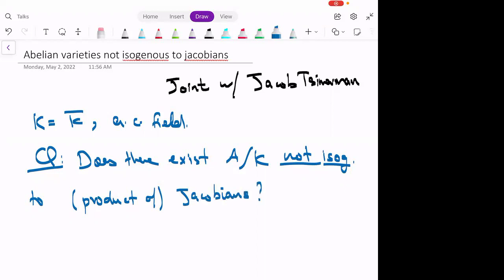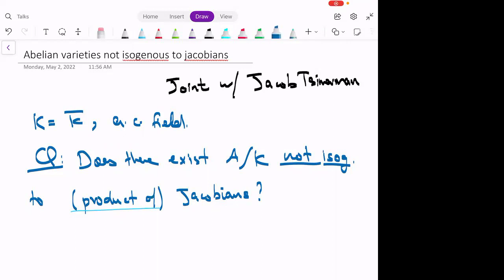For the rest of the talk, I'm always going to mean a product when I say Jacobians, but I won't keep saying it. The product will be implicit. So the question is, can you find an abelian variety over an algebraically closed field that's not isogenous, namely there's no surjective homomorphism with finite kernel from your abelian variety to a product of Jacobians?